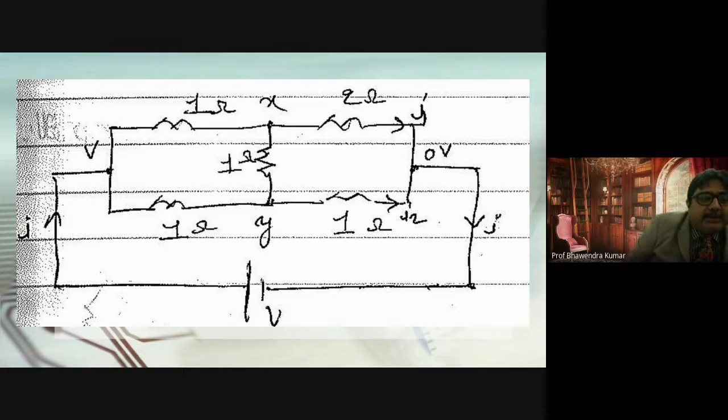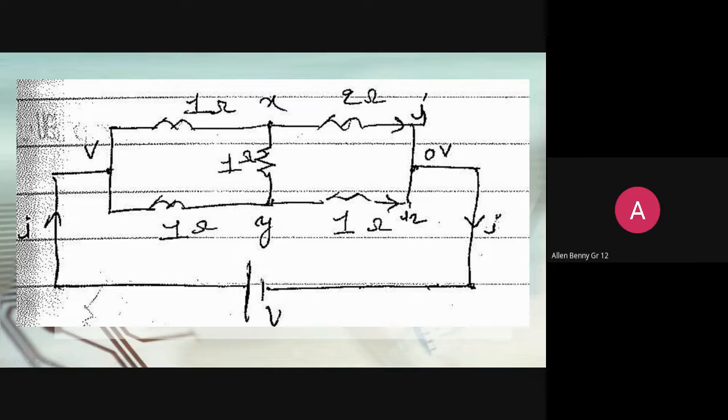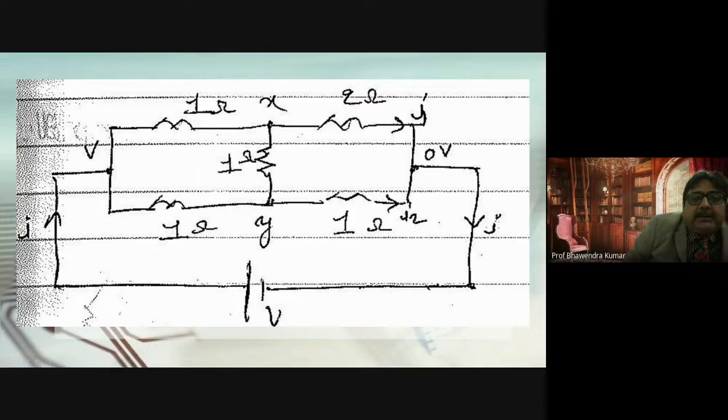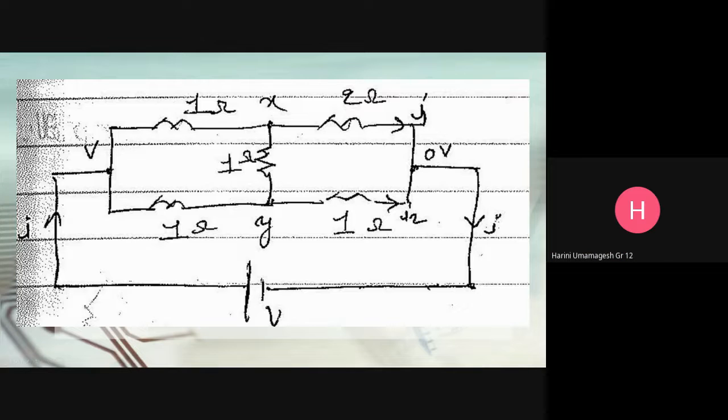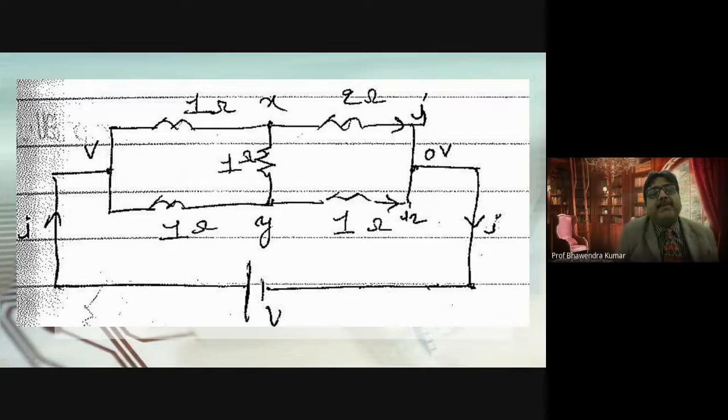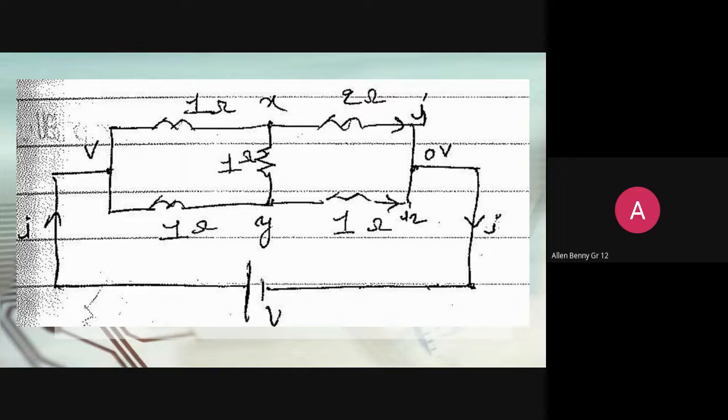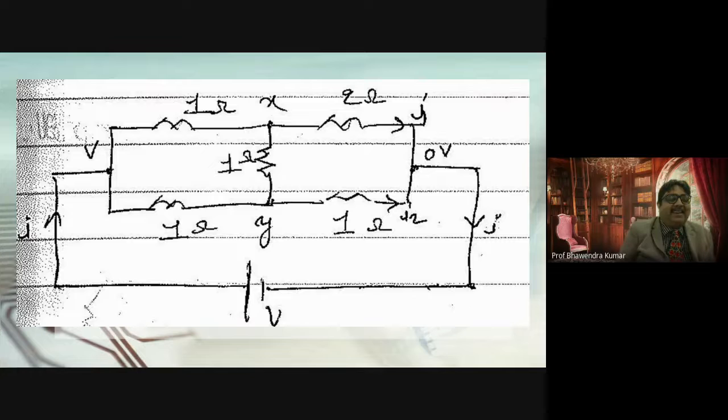3 by 2 is not the answer. So what is the value of V? No need. 3 by 5. No, 3 by 5 is also not the answer. 3 by 7. 1.18.